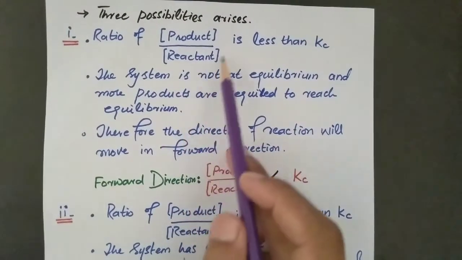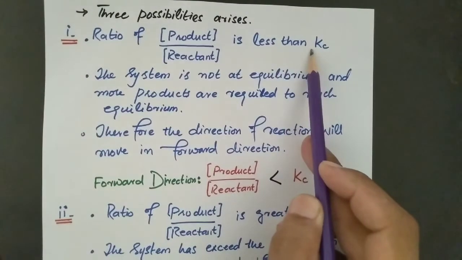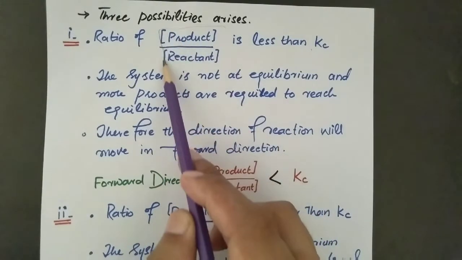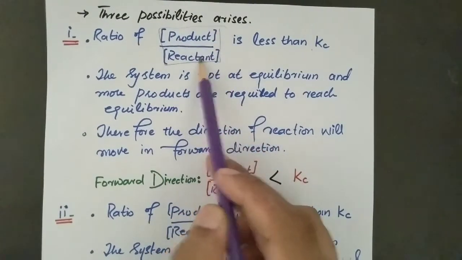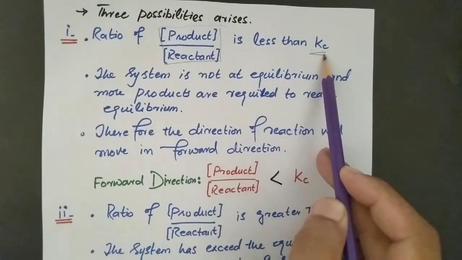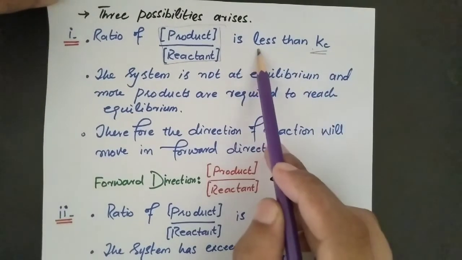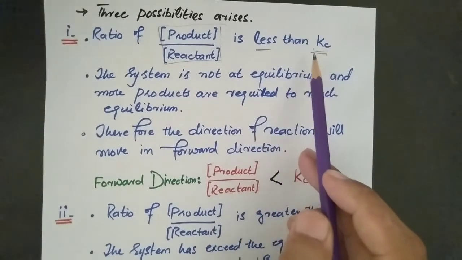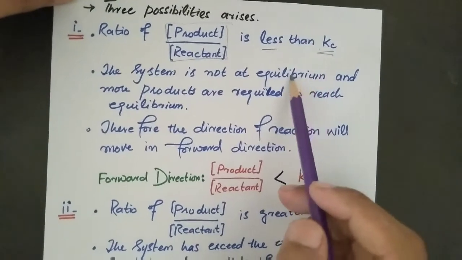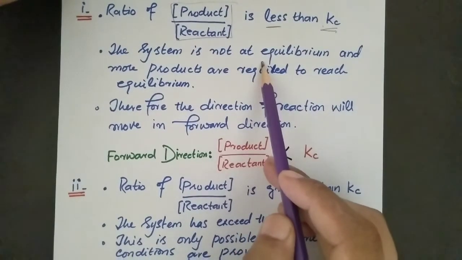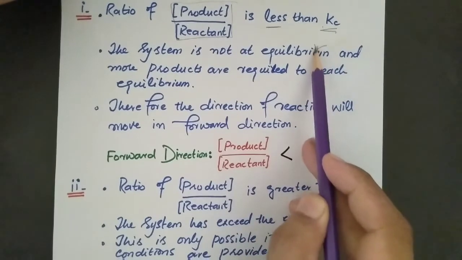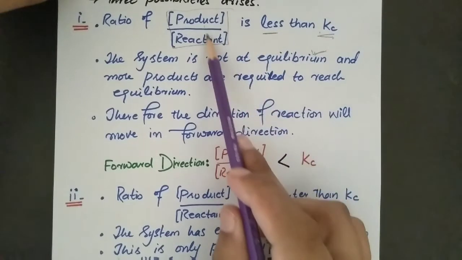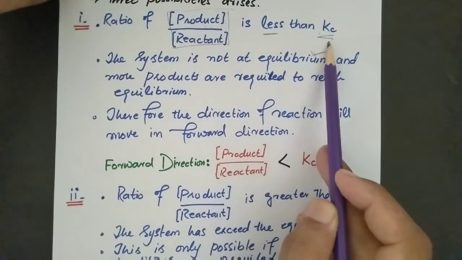the ratio of product over reactant is less than Kc. That is, we compare the experimental value of the product over reactant ratio with the already known Kc value. So if the value of the ratio is less than the already known Kc value, how is it possible? It is only possible when the system is not at equilibrium. When the system is at equilibrium, the ratio value will be equal to the Kc value.